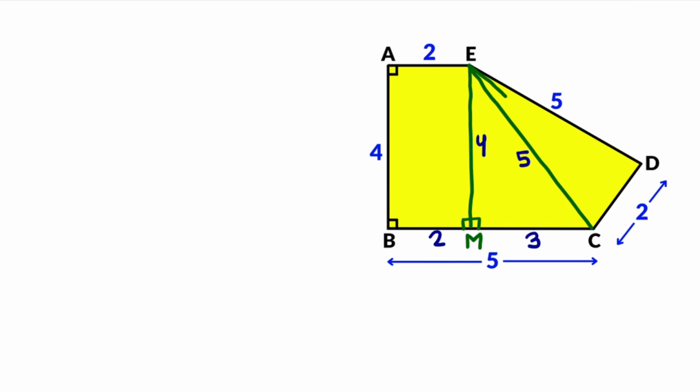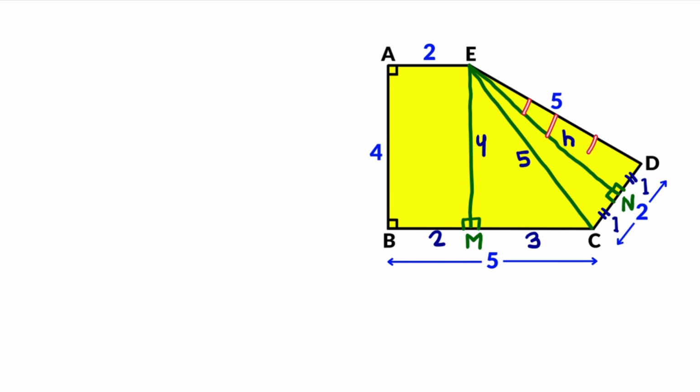Let's drop an altitude from E to the base CD. Call the foot of that altitude N. In an isosceles triangle, the altitude also bisects the base. So CN and ND are each 1 unit. Let's call the height EN H.